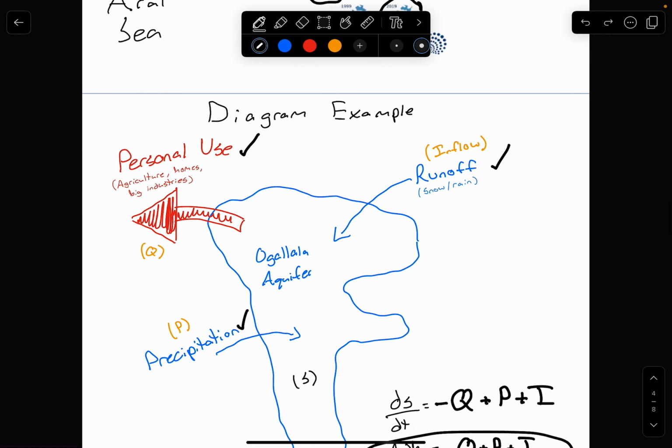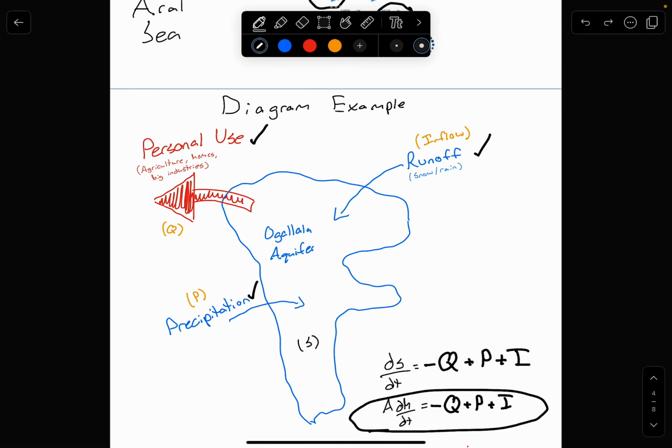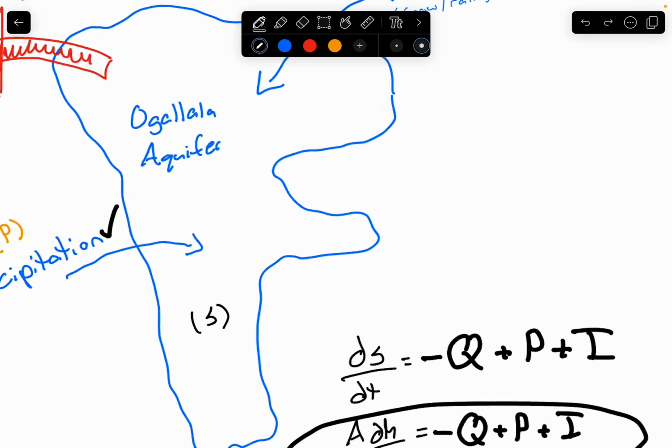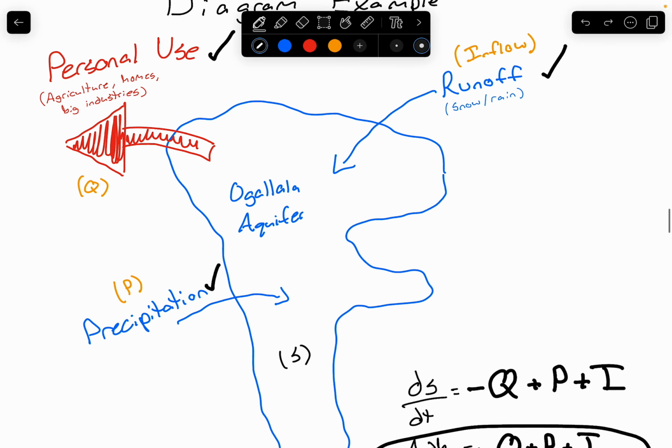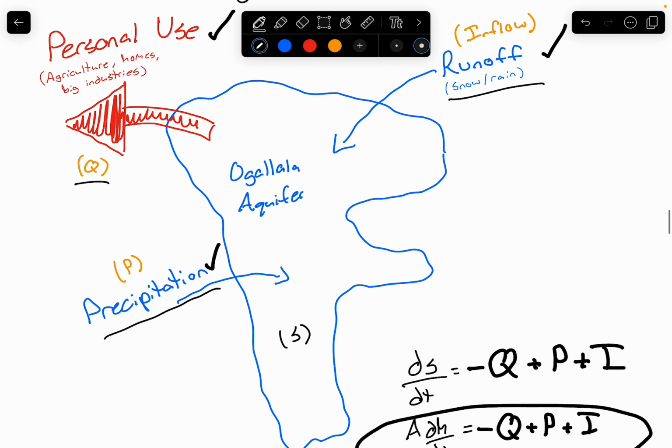So my diagram, my example to discuss this topic of hydro systems for the Ogallala Aquifer, has an output of Q, an input of P, and an input of I. As you can see here, these two blue arrows, runoff and precipitation, denoted by P and I, are positive and they recharge this aquifer. And then there's a negative outflow of Q, which is negative in the equation, meaning it is consumed and taken out of the Ogallala Aquifer.